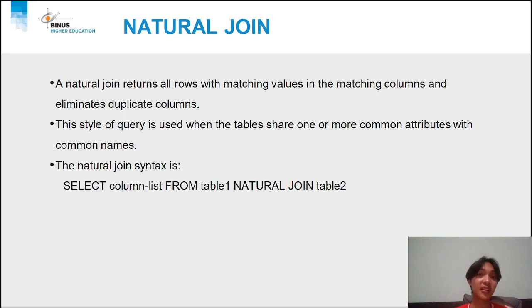And in here there is natural join. Natural join returns all rows with matching values in the matching columns and eliminates all duplicate columns. This style is used when the tables share one or more columns with the same attribute column names. And the example is like select column list from table 1 natural join table 2.